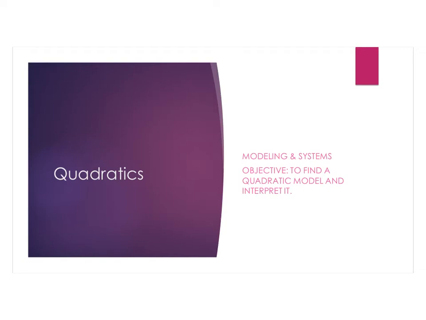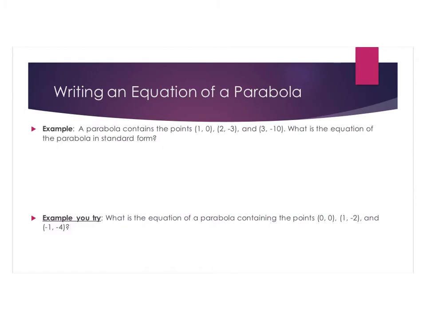Today you'll be finding a quadratic model and interpreting it. Our first type of problem says a parabola contains the points (1, 0), (2, -3), and (3, -10). What is the equation of the parabola in standard form?